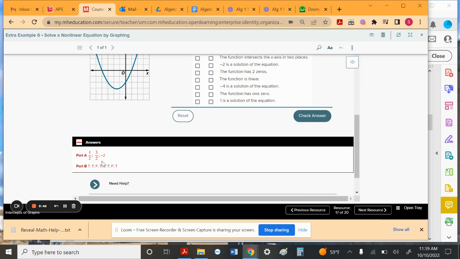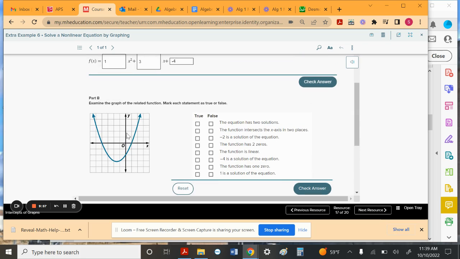Oh, so they left it as 1/2, 3/2, and negative 2, but I changed mine to constants to make it easier. Notice if you multiply everything by 2, you get my answers that you have there. So it's actually correct. It's okay. So now the equation has 2 solutions. That's true. The function intersects the x-axis in two places. That means the same thing. Negative 2 is a solution to the equation. Here's negative 2, so that's false.